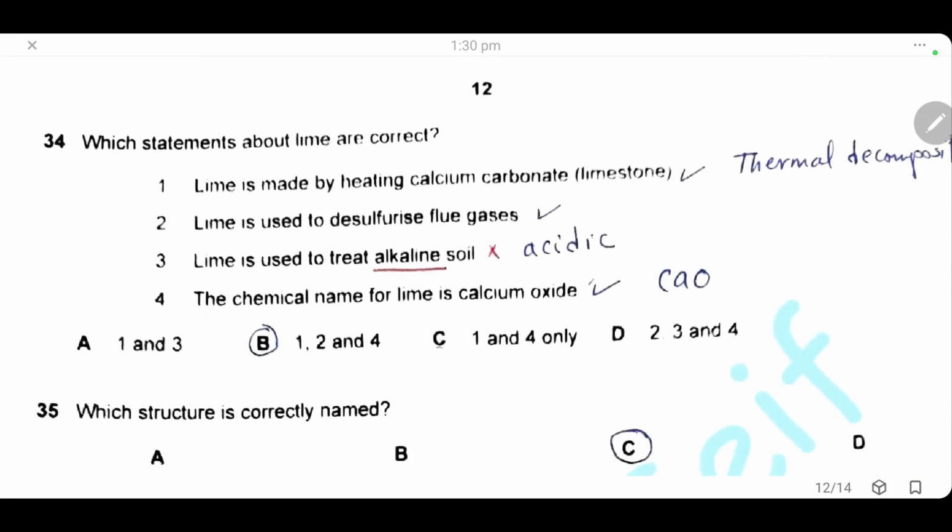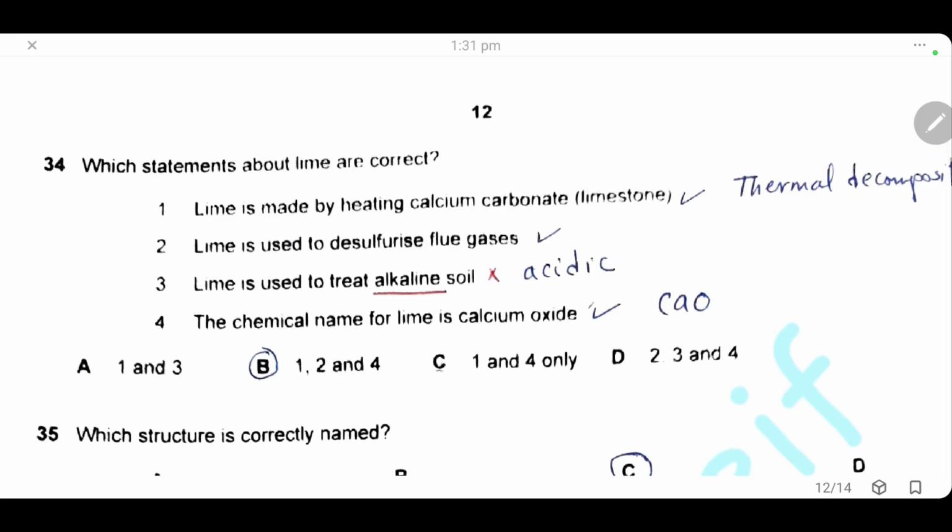Question 34. Which statements about lime are correct? Lime is made by heating calcium carbonate, which is limestone. Yes, lime is calcium oxide. When we heat calcium carbonate, which is limestone, it is decomposed into calcium oxide. So heating calcium carbonate is the thermal decomposition equation for calcium carbonate producing calcium oxide, which is lime. The first statement is correct.